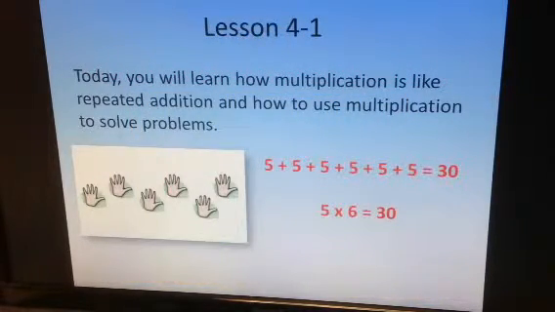You could solve this problem by adding 5 6 times. 5 plus 5 plus 5 plus 5 plus 5 plus 5 equals 30. I've written 5 6 times. 1, 2, 3, 4, 5, 6. Or you could solve this problem by doing 5 times 6, or 5 groups of 6, or 6 times 5 equals 30.